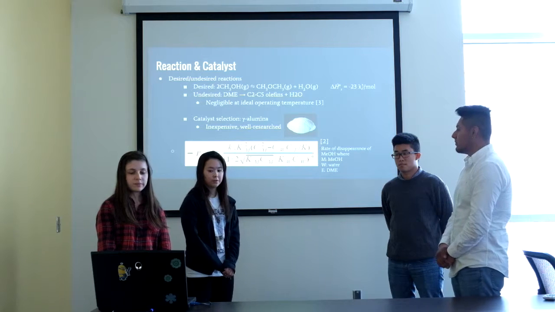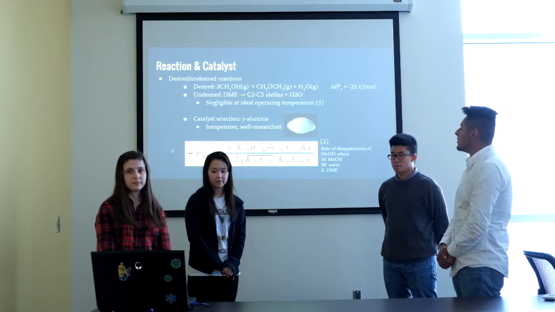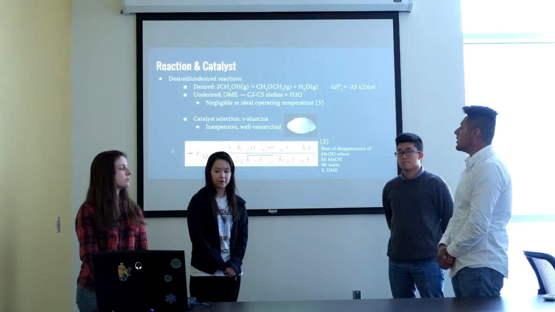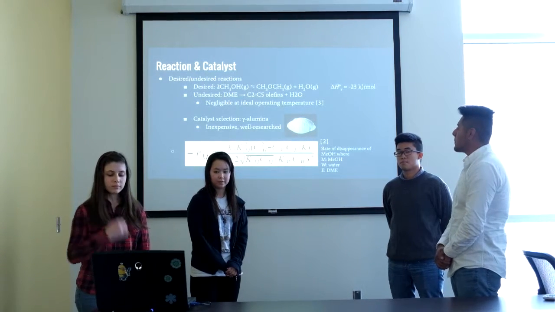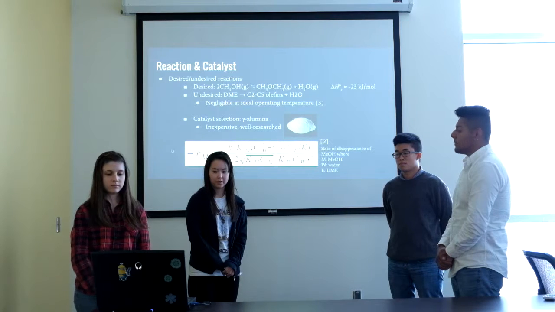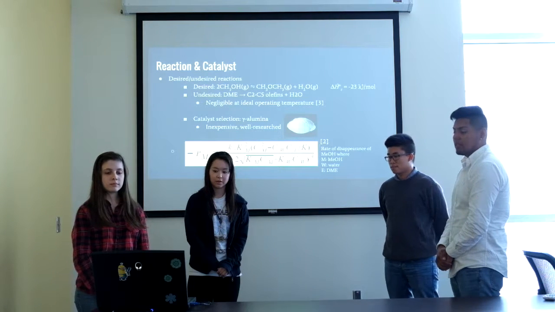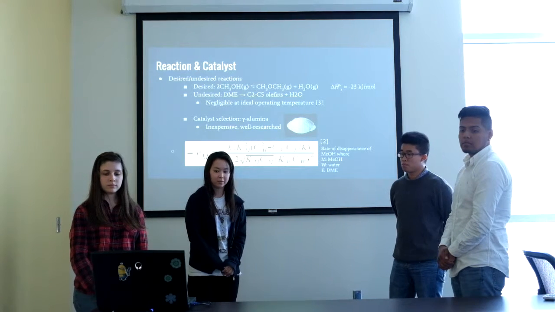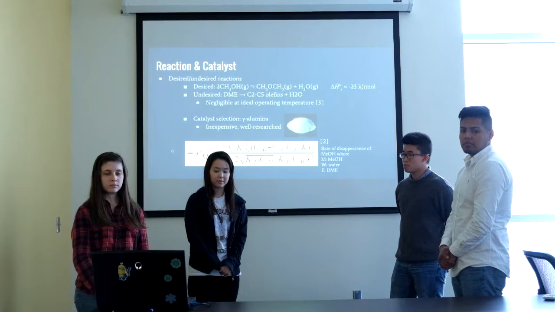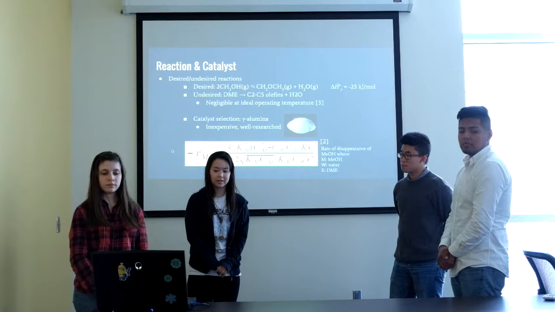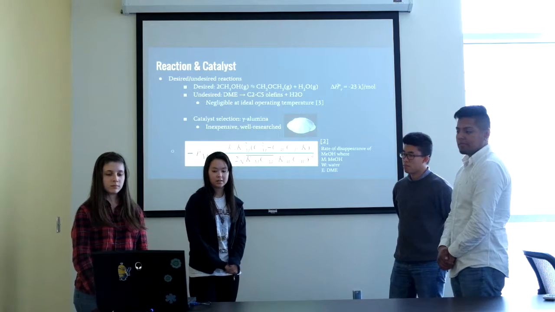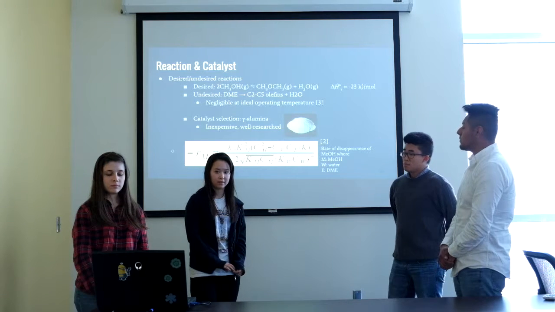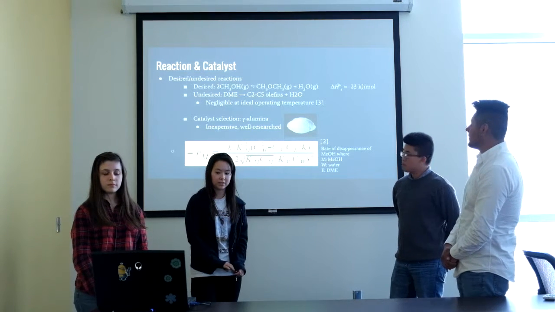know. So for our desired reaction, we have dimethyl ether and water forming from methanol. And for our undesired reaction, we have dimethyl ether forming C2 and C5 olefins and water. However, this wasn't taken into consideration because it's negligible at ideal operating temperature. For our catalyst selection, we chose gamma alumina. This is due to it being inexpensive and being the most well-researched catalyst associated with our reaction choice.